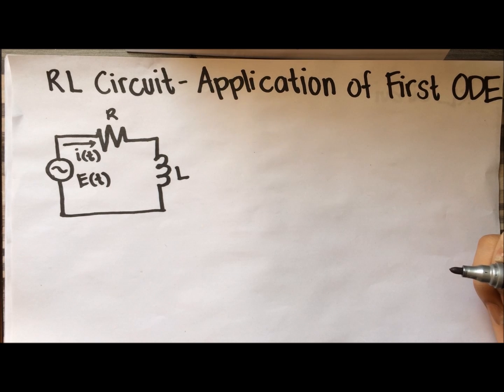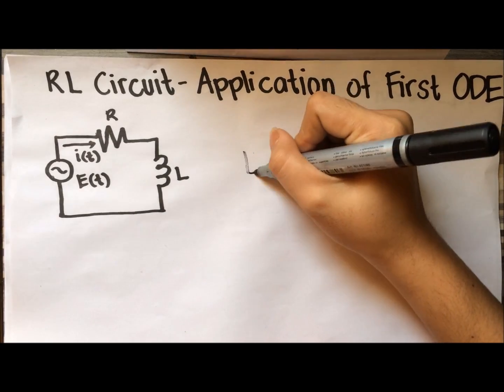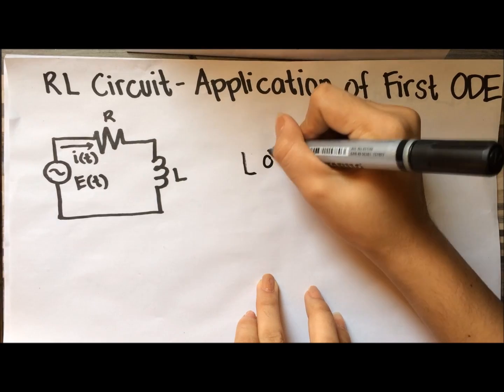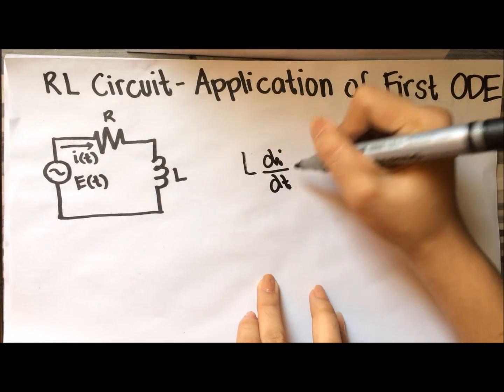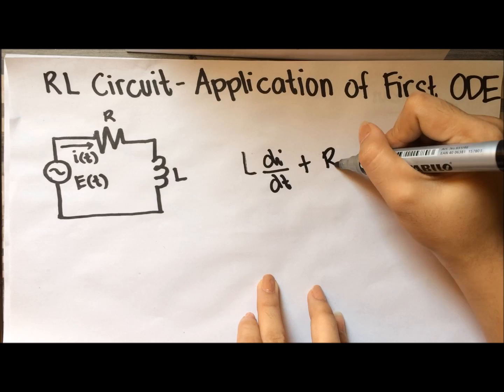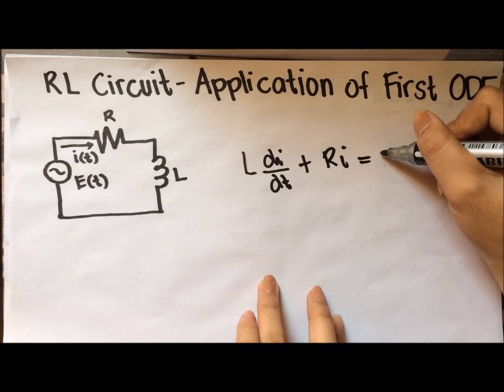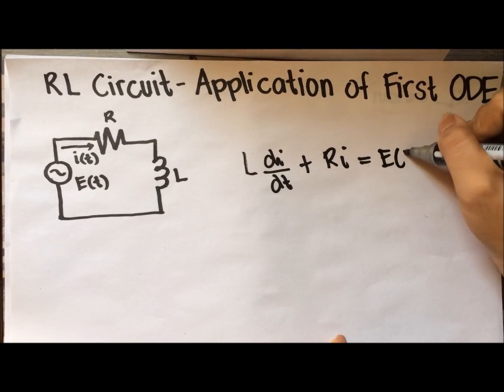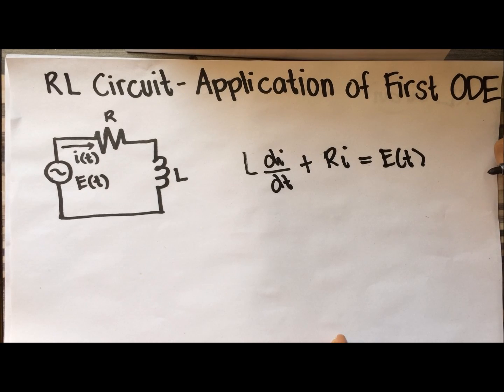In this video, we'll be dealing with applications of first-order differential equations in electrical circuits. In a circuit containing resistance R in ohms, inductance L in henries, and electromotive force E of t in volts, the differential equation L di/dt plus R times i is equal to E of t models the amount of current i of t in amperes.